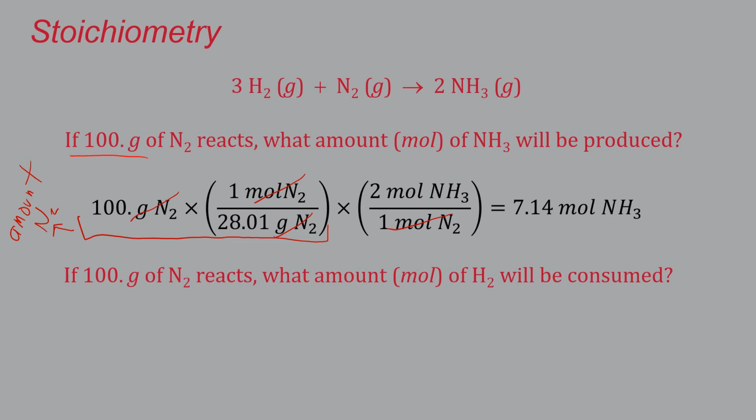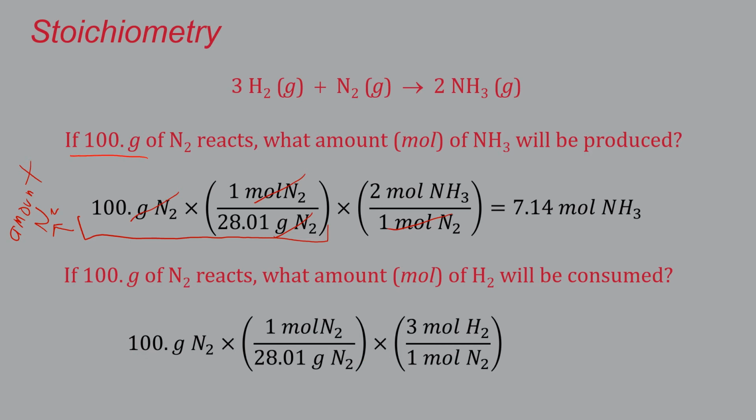So I'll let you do one. Take that same 100 grams and tell me what amount of H2 I'm going to need to react with that. All right, so same deal here. And I've got the 100 grams. So the mass of N2 cancels. The amount of N2 cancels. I'm left with an amount of hydrogen, which is what I wanted. And that's going to be 10.17 moles.